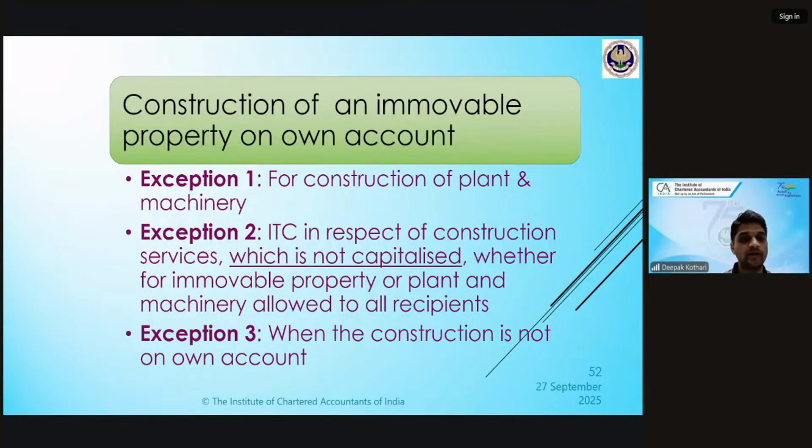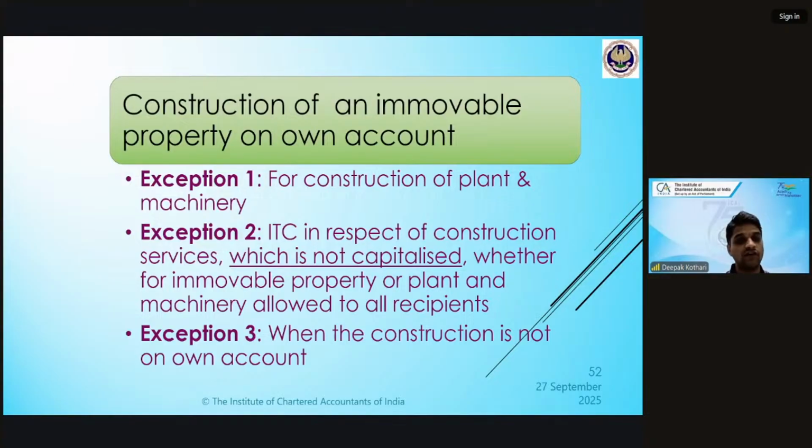How to define own purpose? Own purpose means whatever you're doing as a self construction. You're doing the construction for your own use. You're building your own factory building. That is called own construction. Now, in both of these, works contract and immovable property construction, we saw that there is a common exception for plant and machinery. Now, what is plant and machinery defined as is what we'll see.